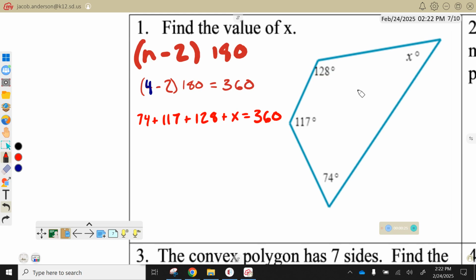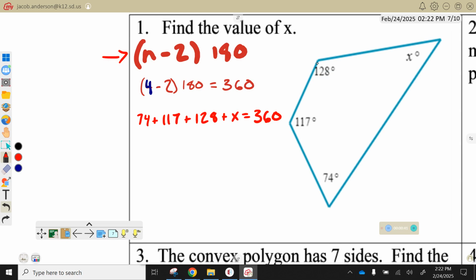So on any shape, to find the number of degrees inside of a polygon, we're going to use this formula. And I believe we're going to use that formula on most of the questions on here, or quite a few of them, I should say. But that n minus 2 times 180 finds you the total number of degrees inside of any polygon.